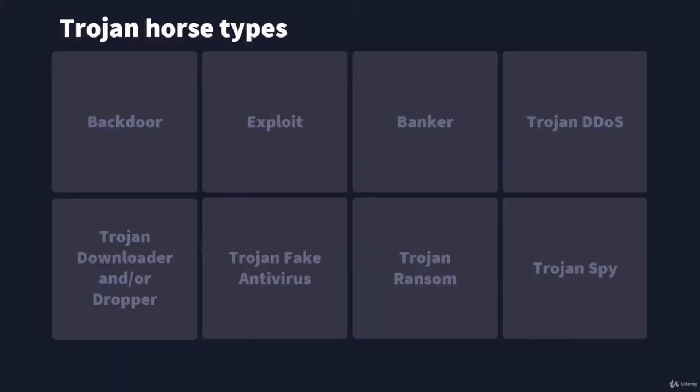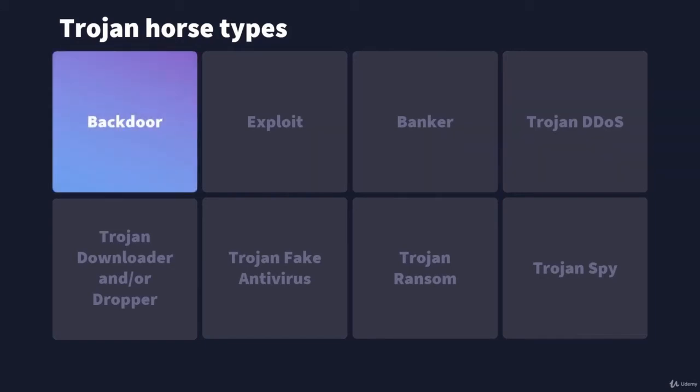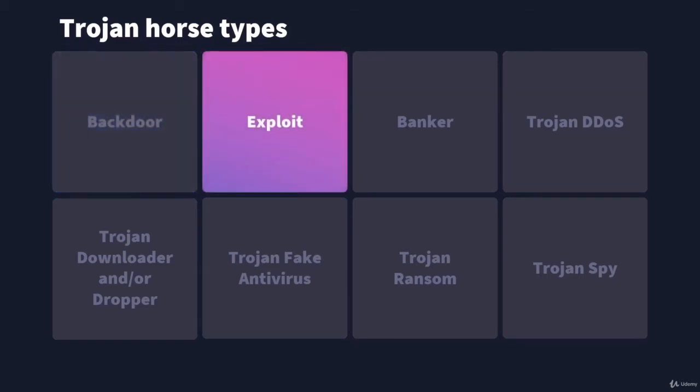Let's explore some Trojan types. First on our list, we have the backdoor Trojan, which gives malicious users remote control over the infected computer. Depending on the Trojan, this enables cybercriminals to do things like send, receive, and delete files, launch programs, or display data. Backdoor Trojans are often used to create botnets that can be used for cybercriminal purposes.